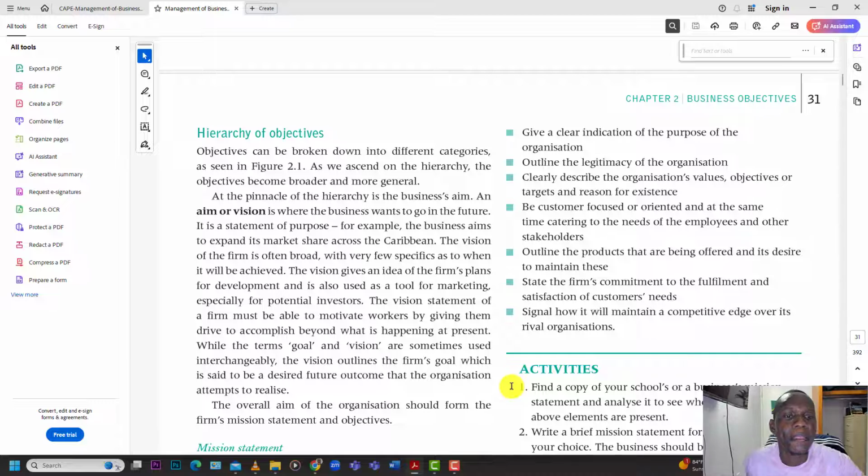So, hierarchy of objectives. Naturally, in a business, you might have some objectives that are more important than others. All can't be the same. All can't be on the same level, right? Because a short-term objective might be just that, short term, and lower on the hierarchy of objectives, but your long-term objective might be higher because this is ultimately what the company wants to achieve.